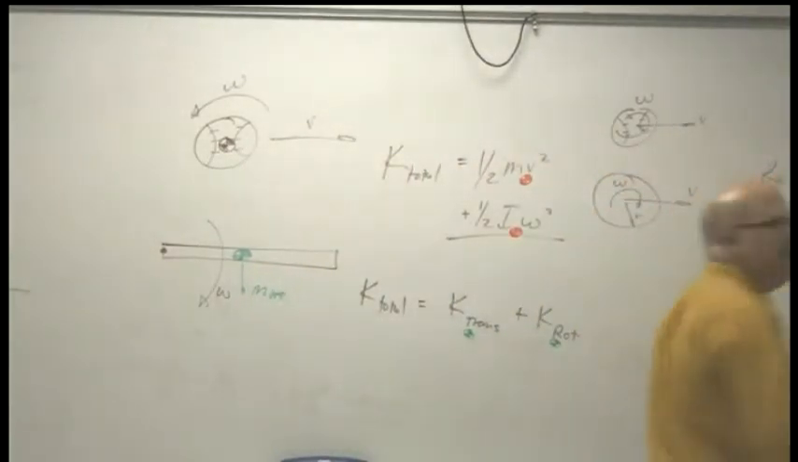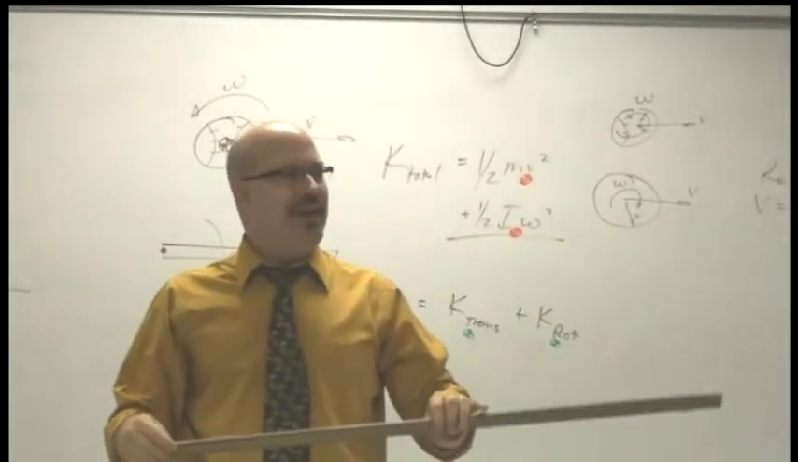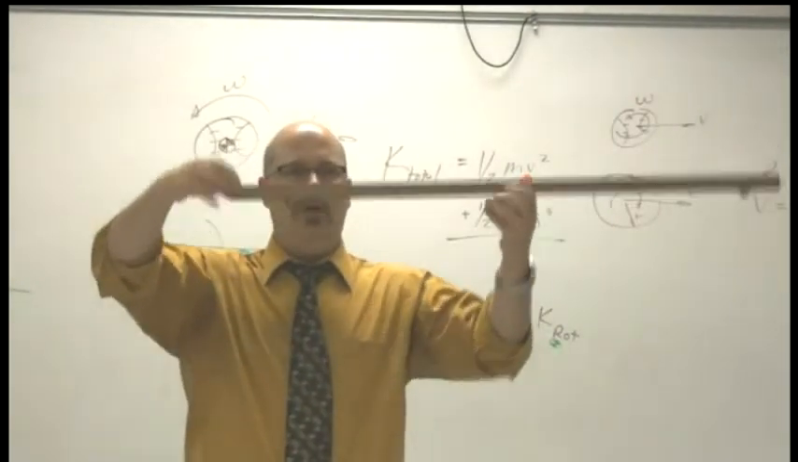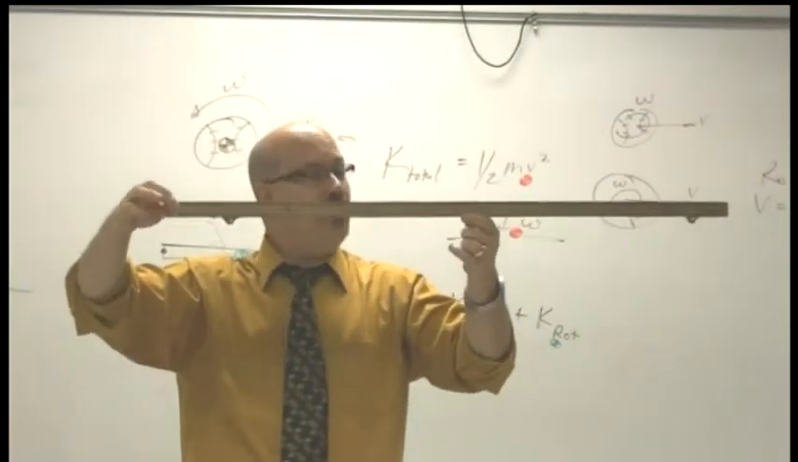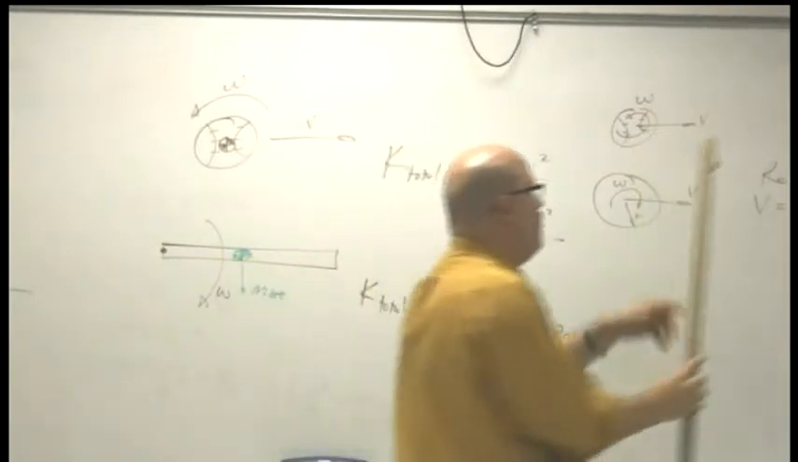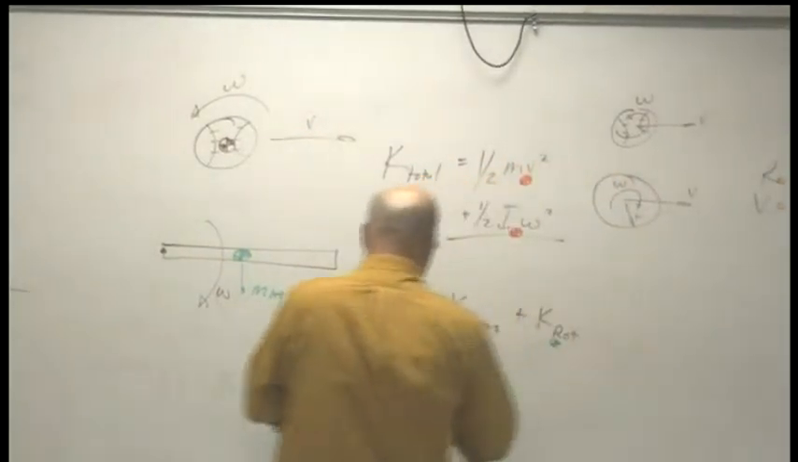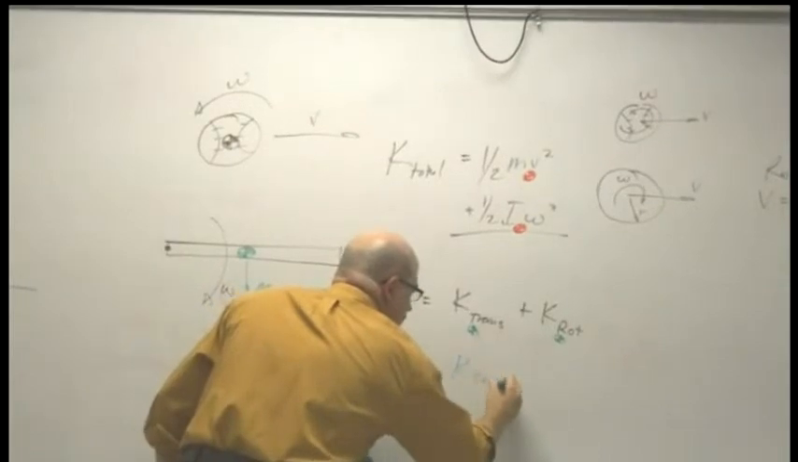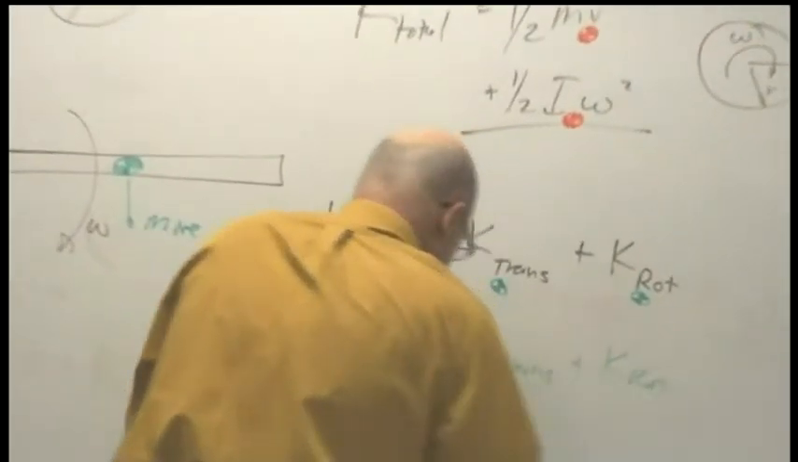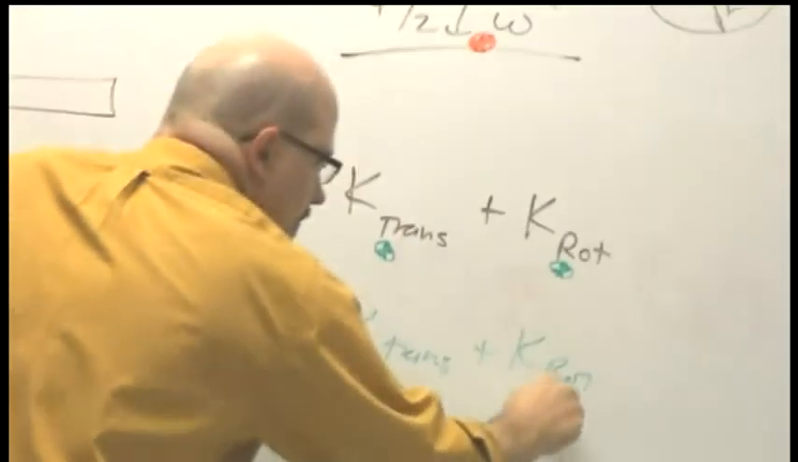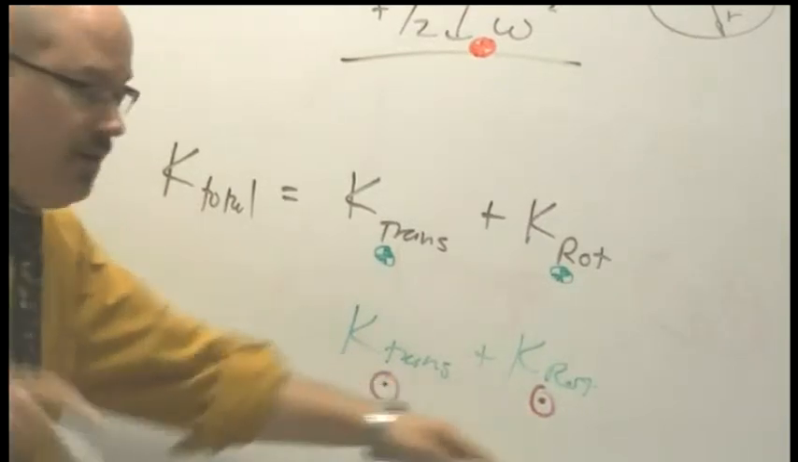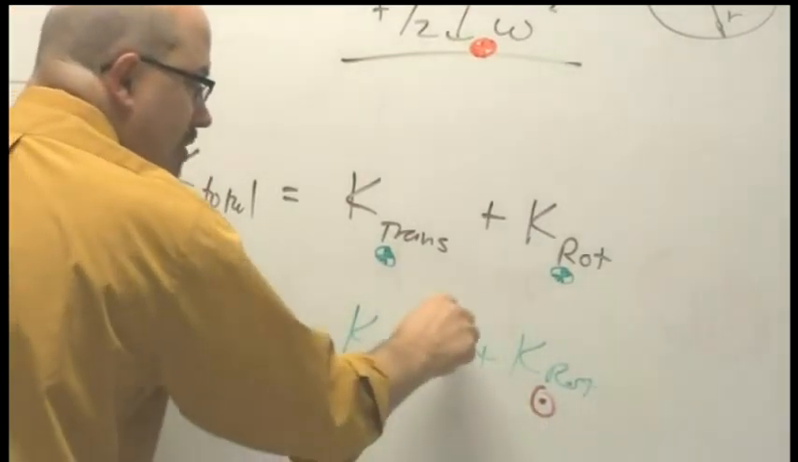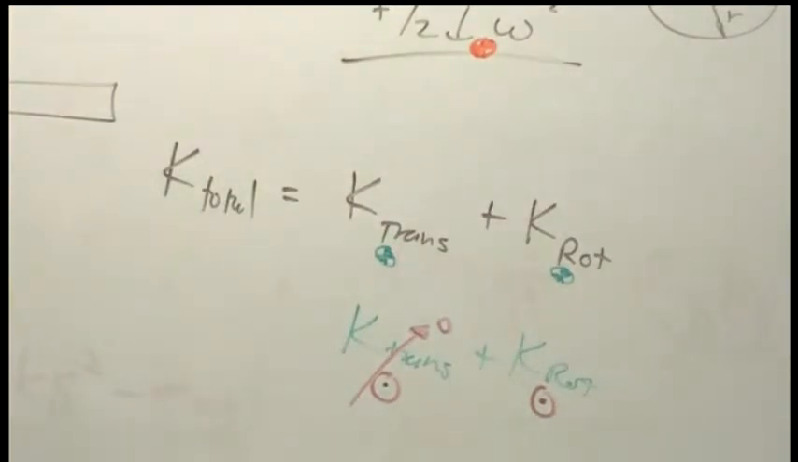Okay, but could we pick a different point, which is a nice convenient point? Yes. We could pick the pivot point. Okay, is it rotating about the pivot point? Yes. Sure. Is the pivot point translating? No. So if we pick the pivot point, yes, we have rotational kinetic energy, but we have no translational kinetic energy about the pivot point. The pivot point is not translating. Okay?